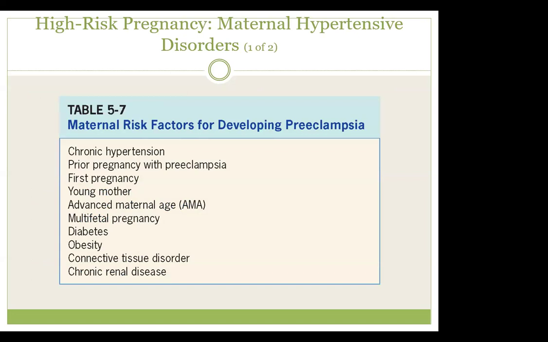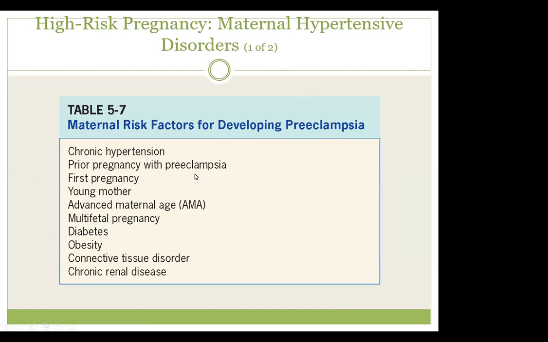Not a conclusive list, but one of the other high risk areas is preeclampsia. Preeclampsia, part of it is hypertension. Someone with chronic hypertension has a high risk of developing worse hypertension. If that happens, then you could essentially reject the baby. The other thing that can happen is if your blood pressure is so high, it could cause a stroke in the mom. So maternal risk factors for developing preeclampsia: chronic hypertension.